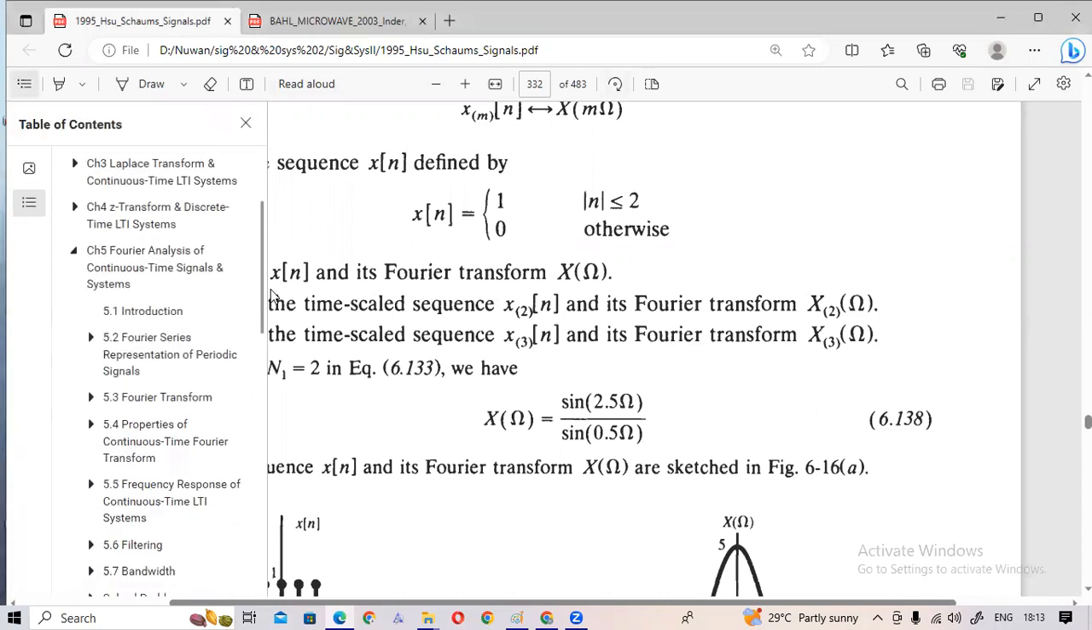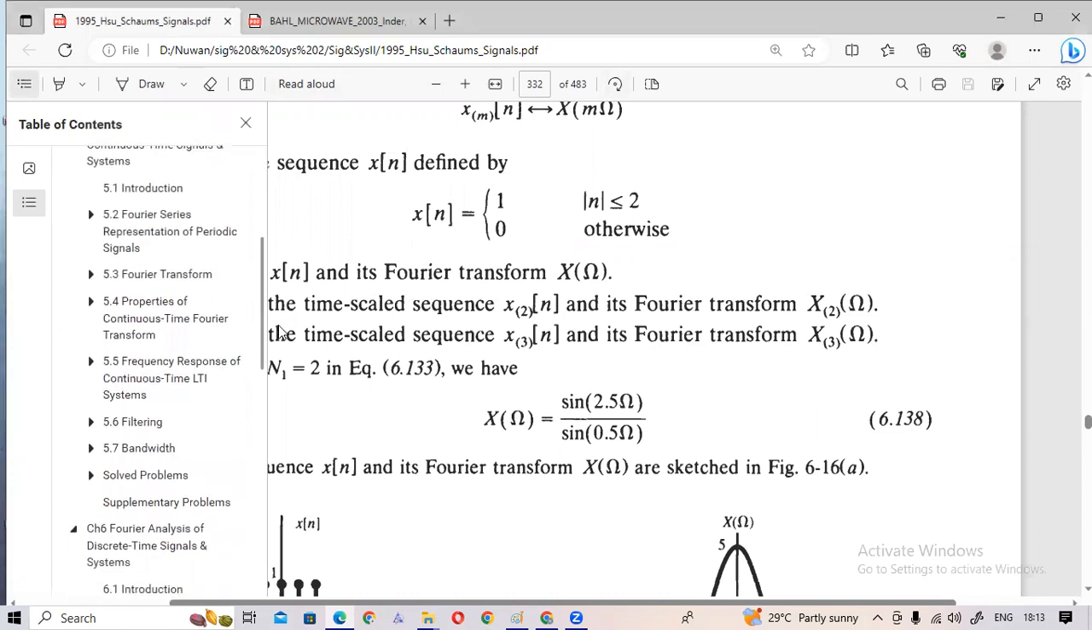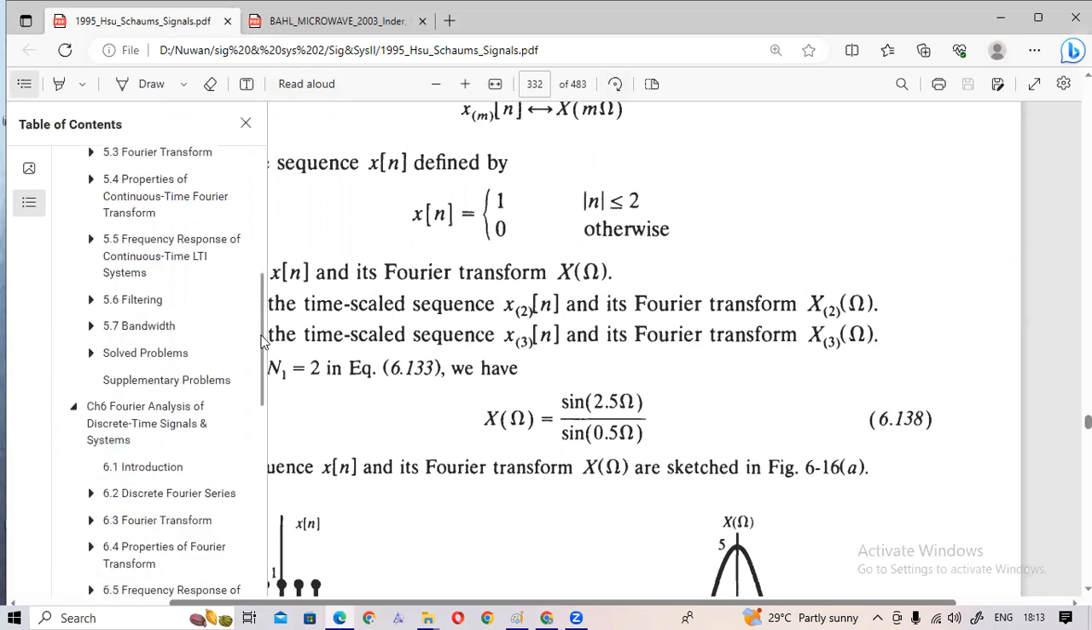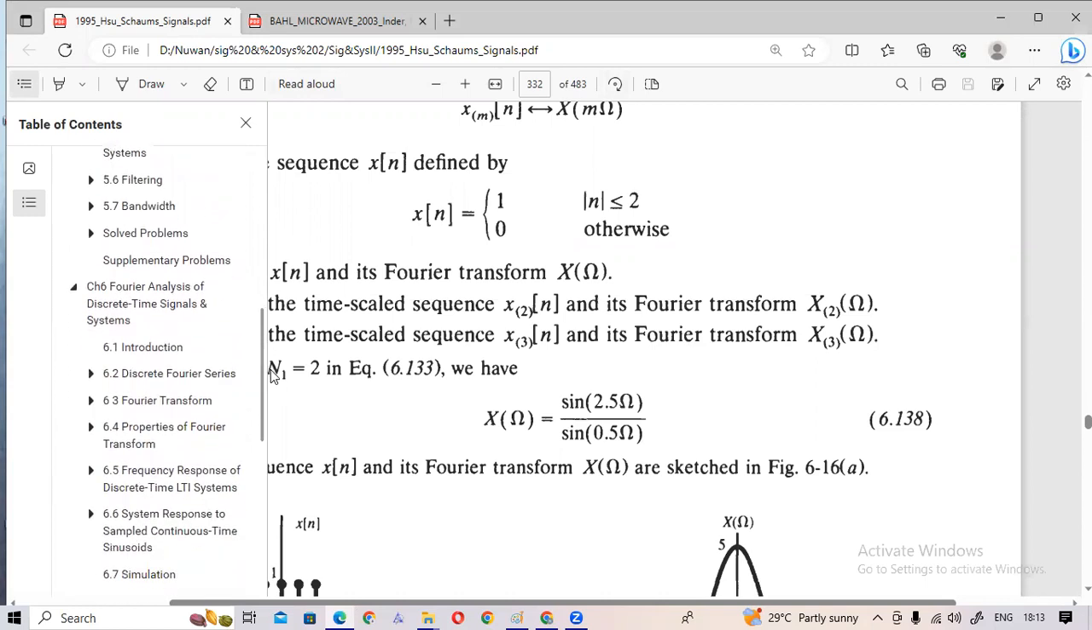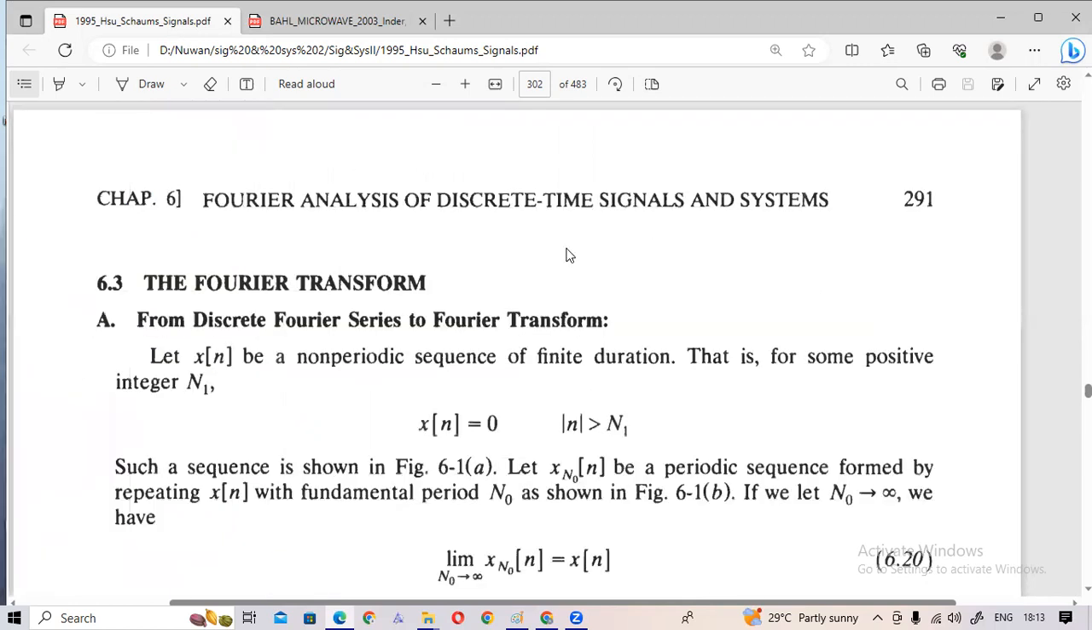So we have represented Fourier series. We have done some representation of Fourier series for a periodic sequence. Okay, so today we will move to a new topic, that is the Fourier transform for discrete time signals. So this is it. I think maybe you can remember that.